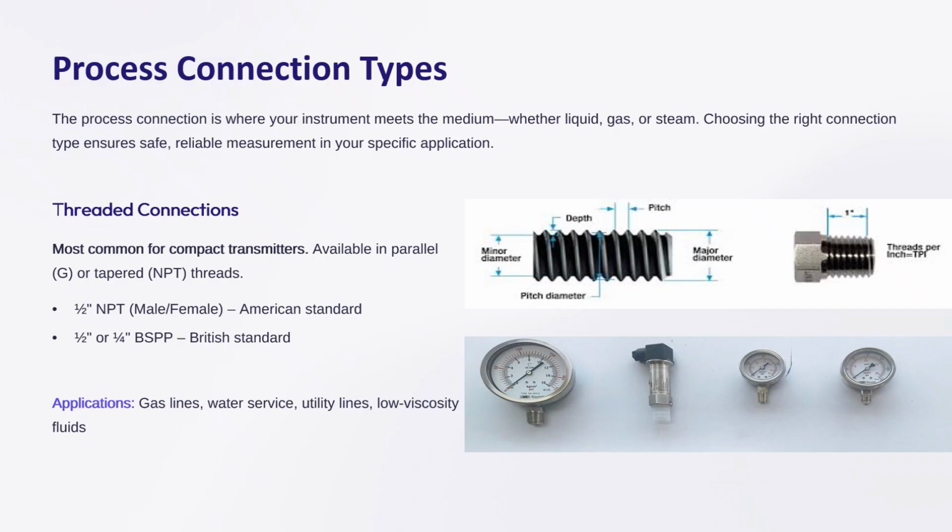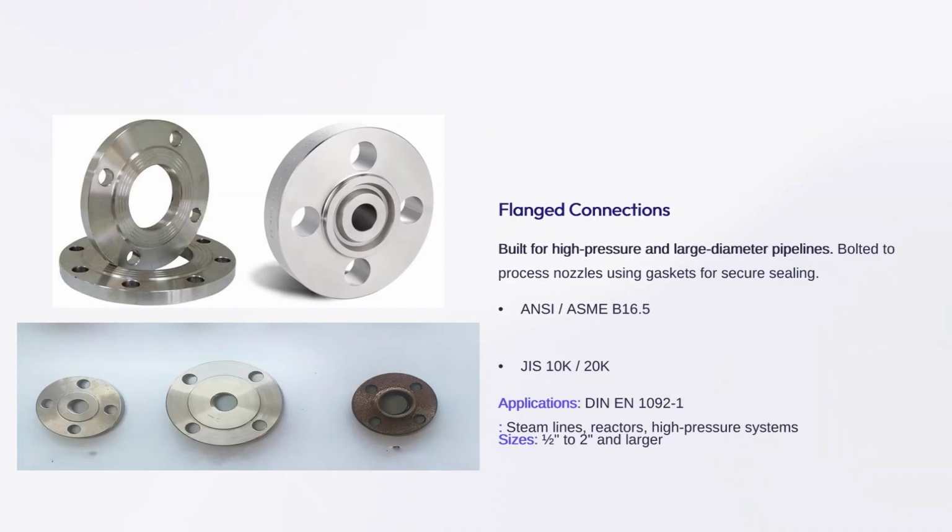Then comes B. Flanged connections, which are used in large diameter pipelines, high pressure or corrosive service. Bolted to process nozzle using a gasket for sealing. Standard connections are ANSI ASME B16.5, DIN EN 1092-1, JIS 10K 20K. Common sizes starting from half-inch to 2-inch, etc. These connections are mainly used in steam lines, reactors, high-pressure systems.